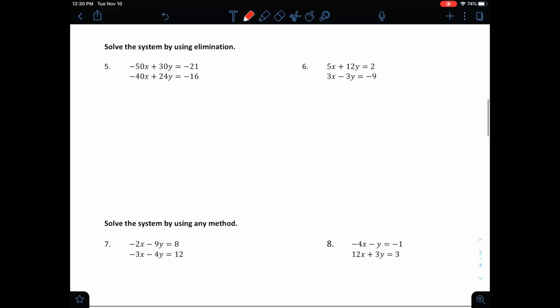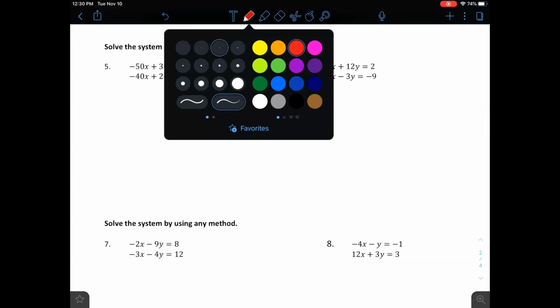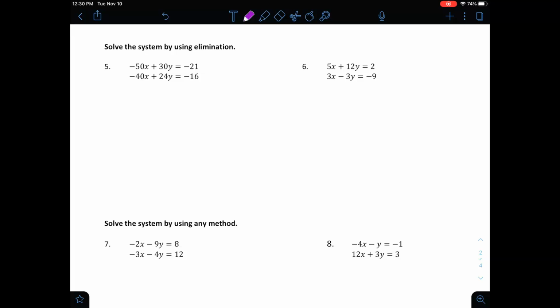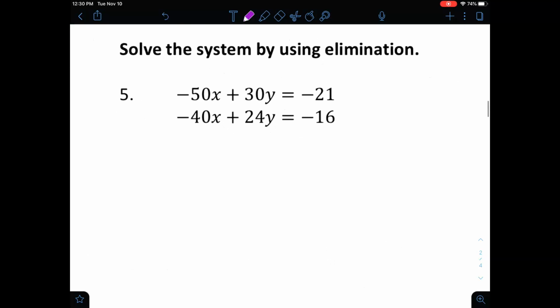Okay. All right, next problem. Solve the system using elimination. We have negative 50x plus 30y equals negative 21, and negative 40x plus 24y equals negative 16.